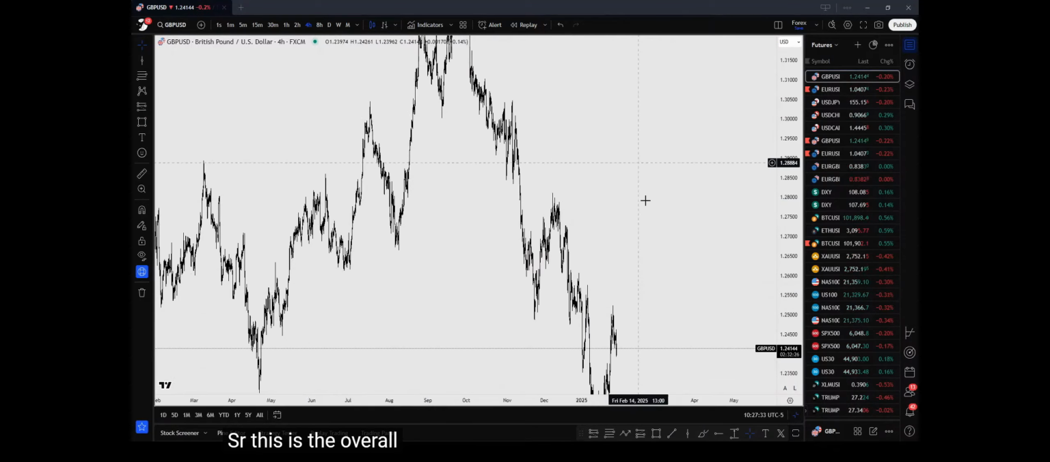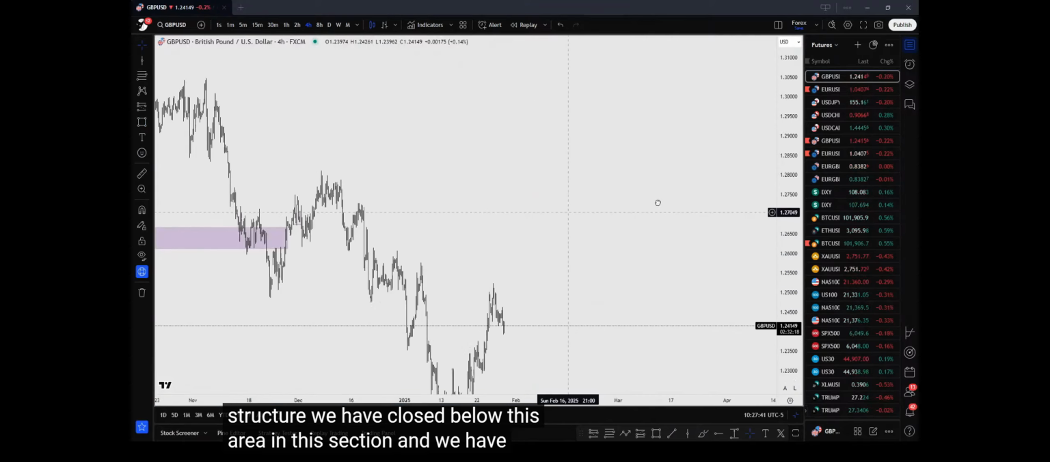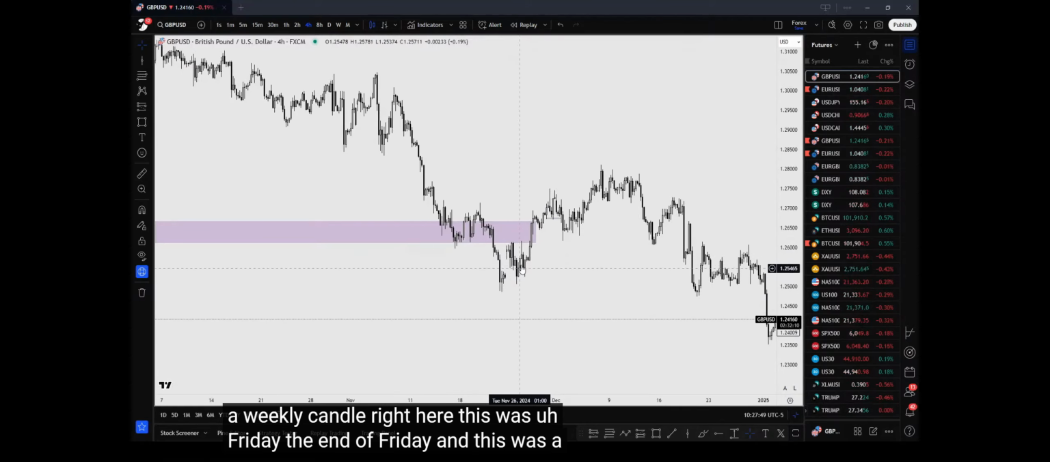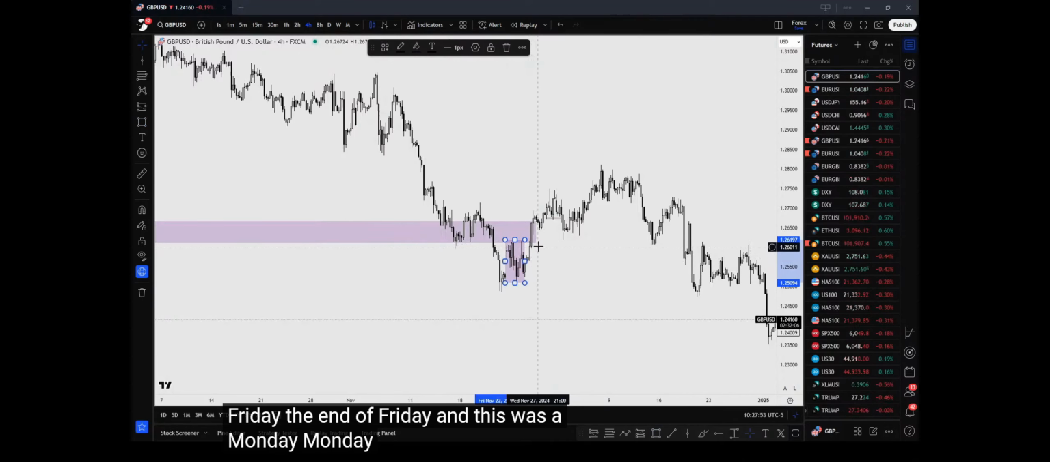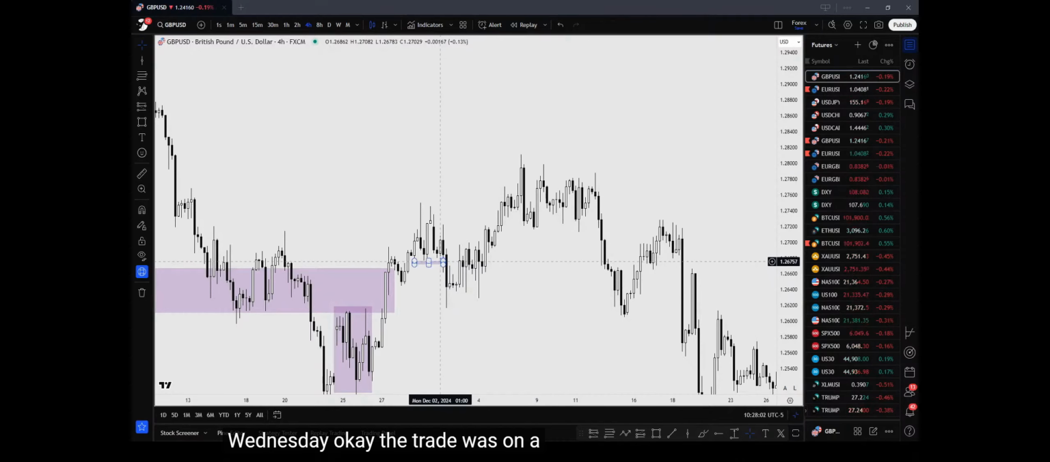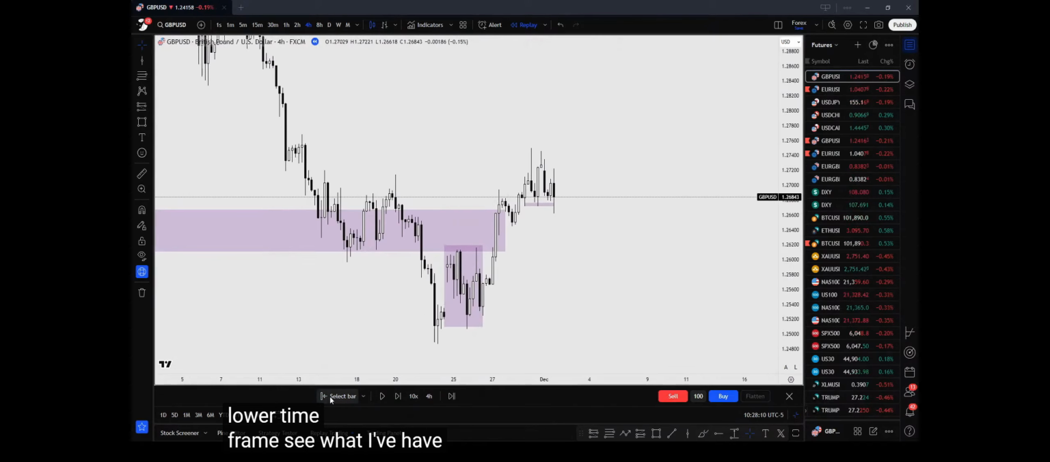This is the overall structure. We have closed below this area in this section, and we have closed a weekly candle right here. This was Friday, the end of Friday, and this was a Monday, Wednesday. Okay, the trade was on a Monday, 2nd of December. Let's go to the lower time frame, see what I've done.